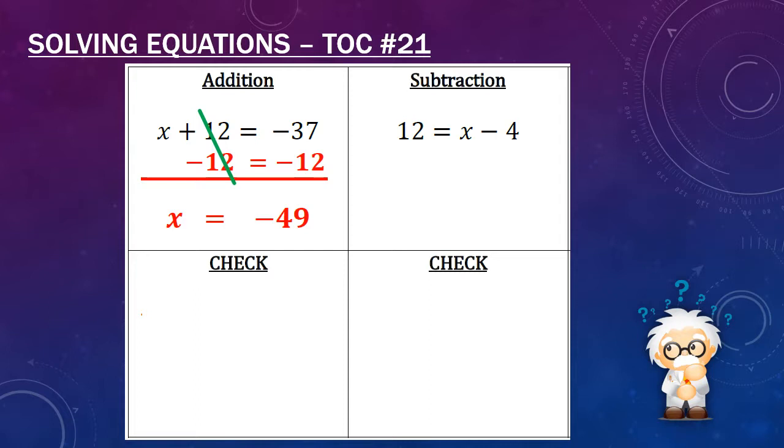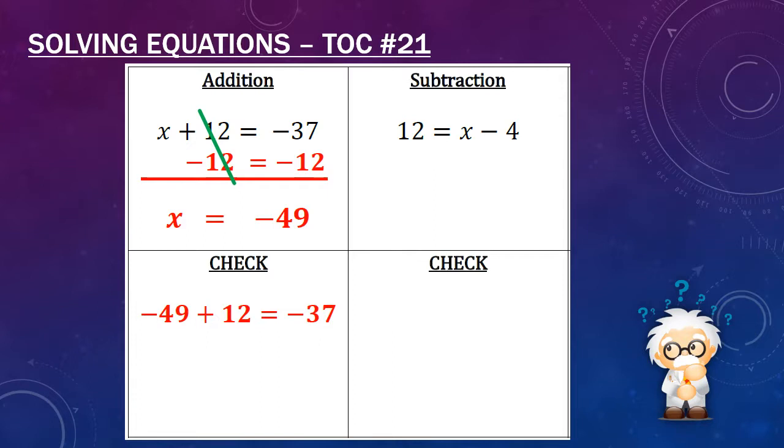Now, the cool thing about algebra, this is why I love algebra, is there's a method that you can use that you will never, ever, ever miss one of these problems if you do this correctly. It's called the check step. What you do is you take this answer, x equals negative 49, and you plug it back into the equation that you started with. So I started with x plus 12 equals negative 37, and I'm going to put negative 49 in there.